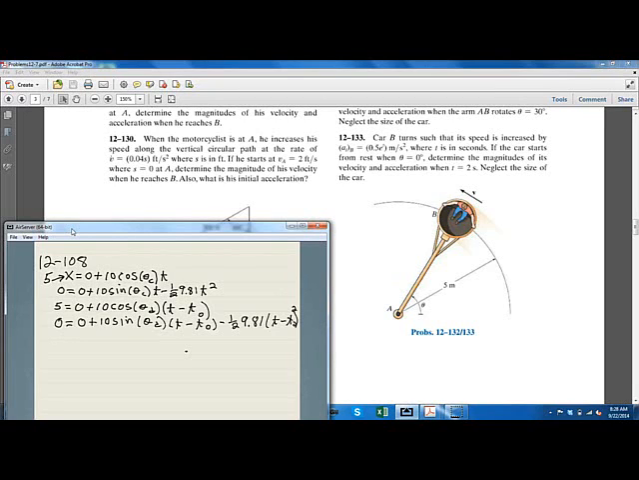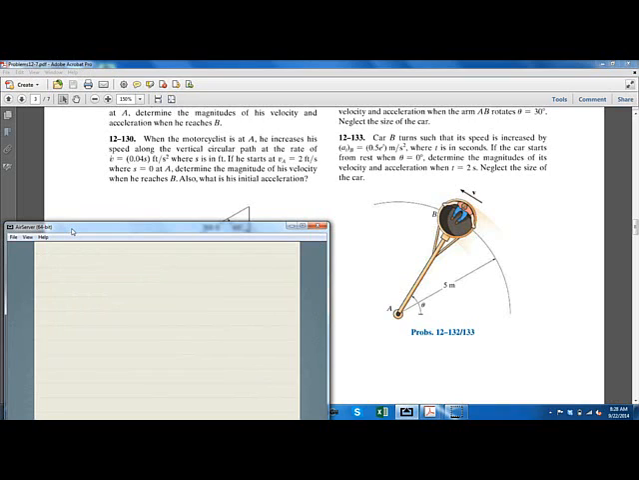Okay, let's write some equations down, right? Okay. New page. This is 12.133. Okay, so give me the equation for speed or velocity in tangent normal.